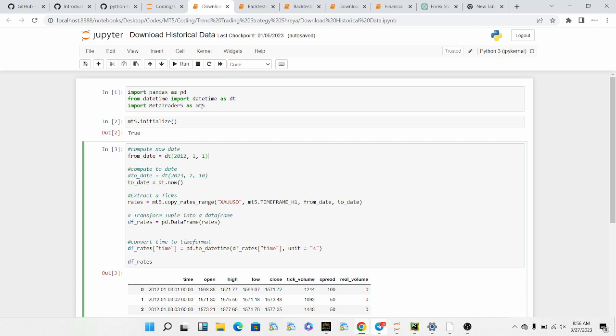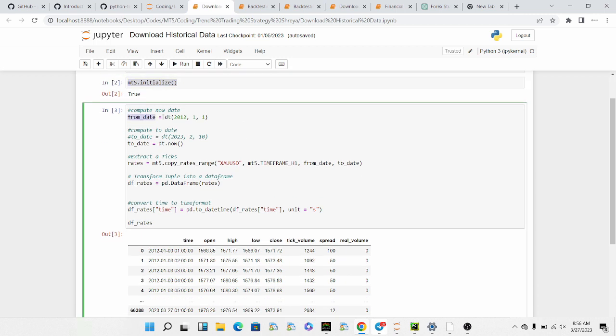So we imported pandas, datetime, and MetaTrader 5, and then we initialized our MT5 and imported data. You can see the from date is 2012. That's the maximum for our broker, and it should also be the maximum for yours as well. And we also have the to date time, which is the current date time, and we imported data. You can see the XAUUSD.